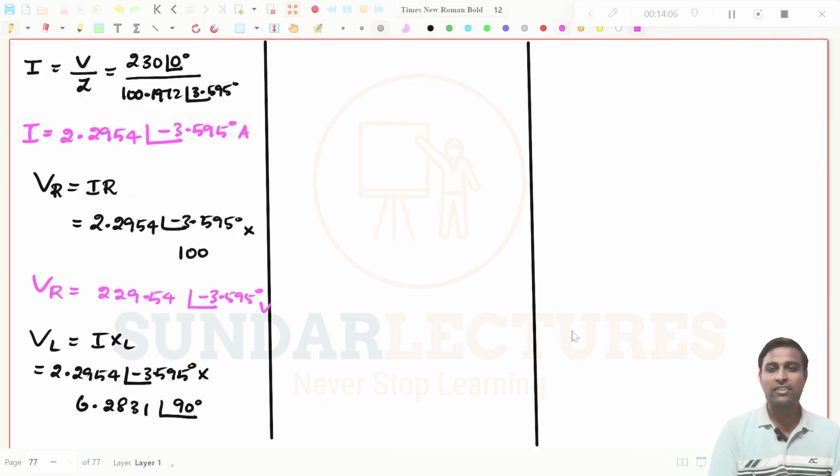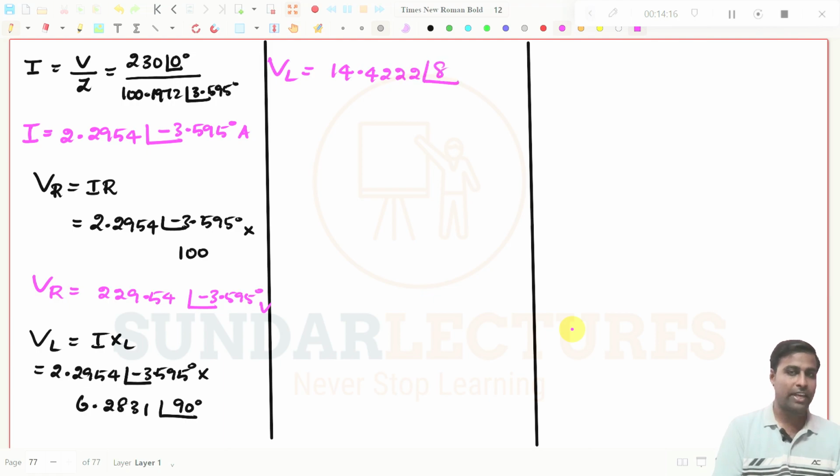So if I simplify this, I will get VL equal to 14.422 at an angle of 86.405 degree volts. So this is the final value I am getting for VL.